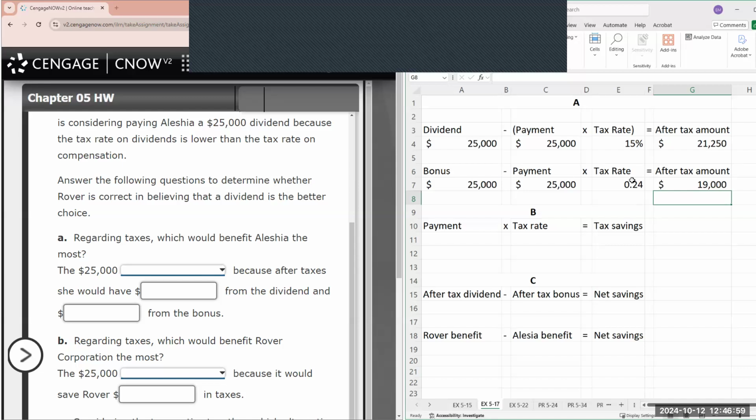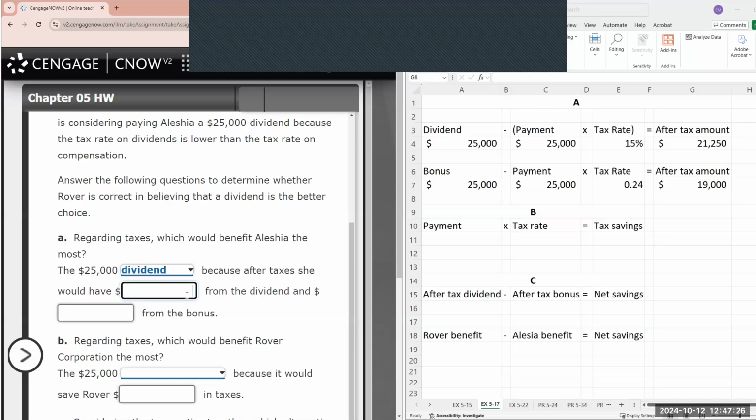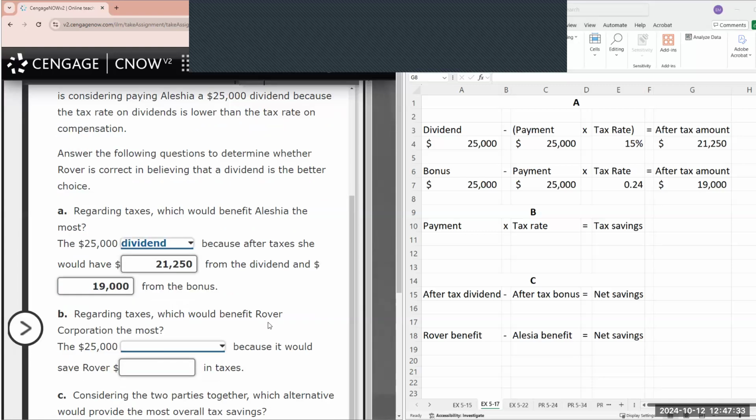So the after-tax amount would be $19,000. So in such case, it would make the most sense for Alicia to receive a dividend, because the after-tax amount would be $21,250 versus $19,000 if she received a bonus.